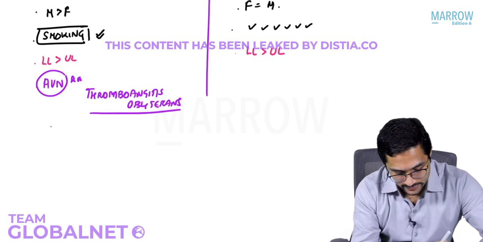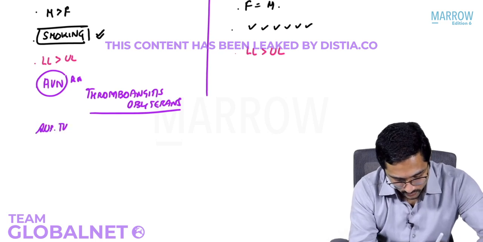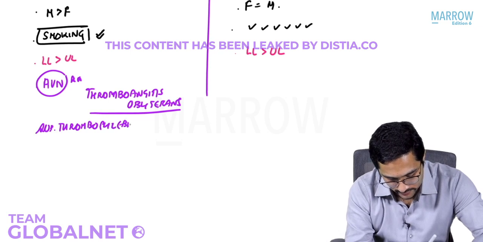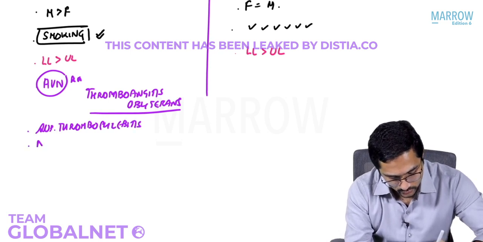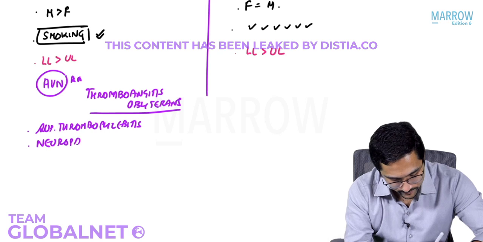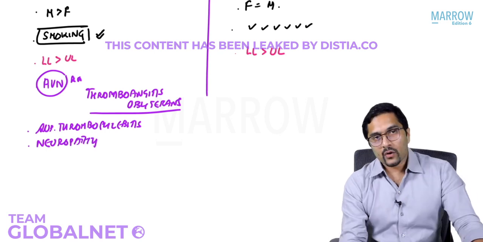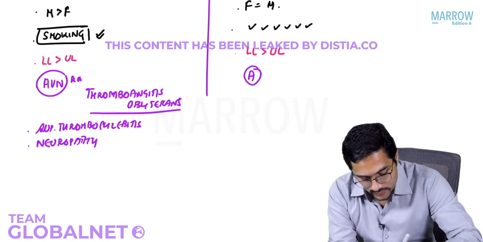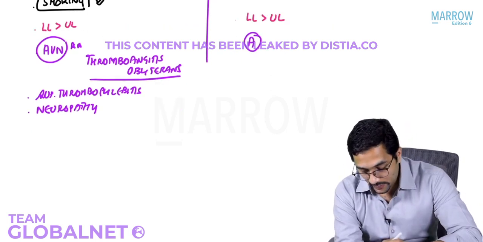Right? Here you can get superficial thrombophlebitis in these patients. You can get neuropathy in these patients. And of course, there can be arterial blockade as well. In atherosclerosis, only the artery is involved here.